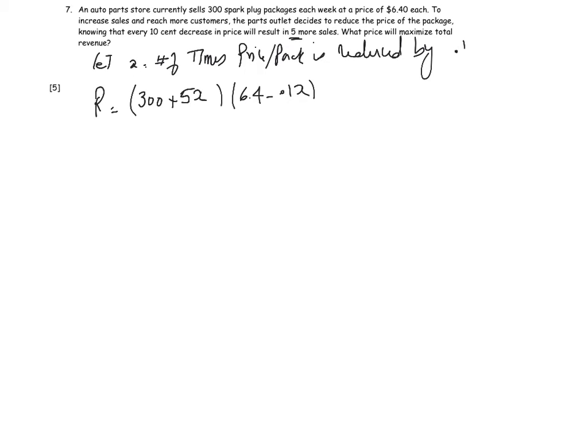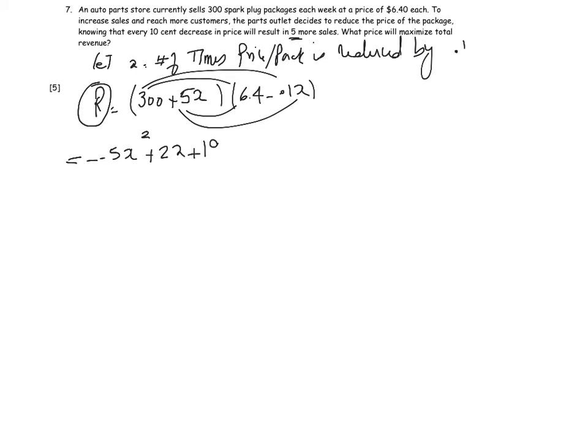Now we want to maximize R. So this means that we have to find the vertex of a quadratic function. I'm going to expand this one, and when you expand it, we are going to get minus 0.5x squared plus 2x plus 1920. Now, if you look at this quadratic equation, the leading coefficient is negative 0.5, so this means the parabola opens downward, so our vertex is really a maximum.